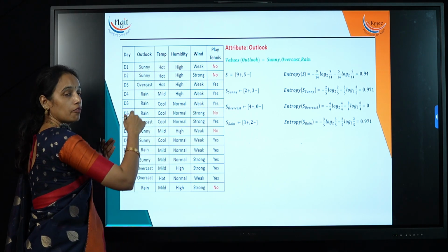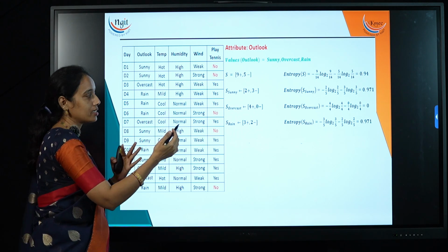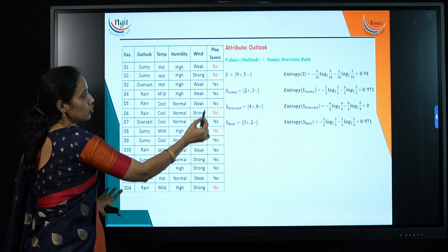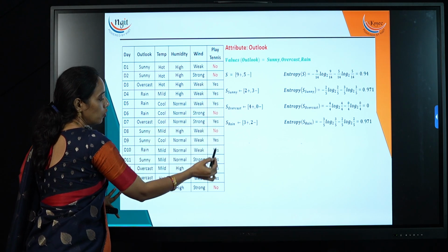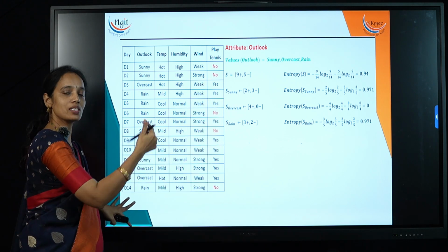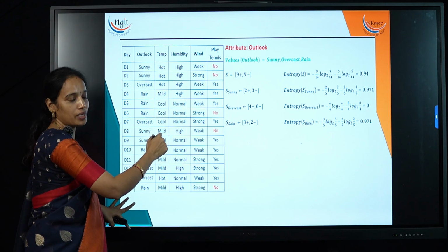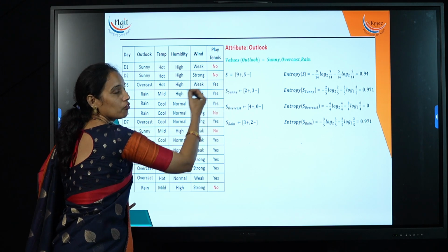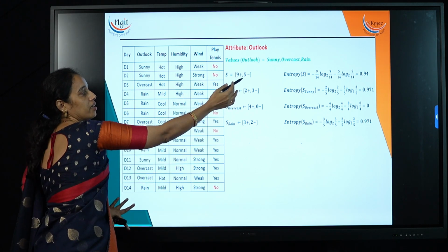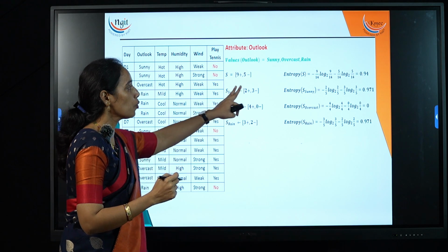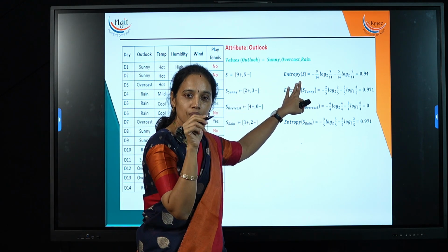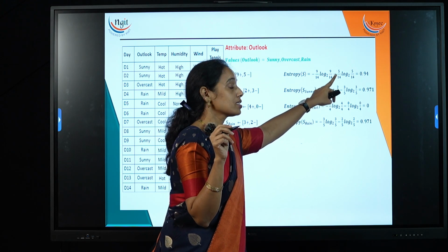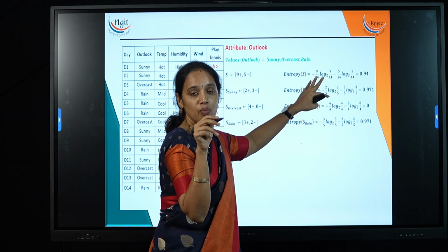And coming to the first, we have to find out the entropy of the whole data set. The whole data set consists of 14 rows, and in these 14 rows you just count: 1, 2, 3, 4, 5. 5 no's. If it is 5 no's, then obviously 9 yes will be there. So S equals 9 plus, 5 minus. So entropy, just remember the formula: minus P(yes) log base 2 P(yes) minus P(no) log base 2 P(no).